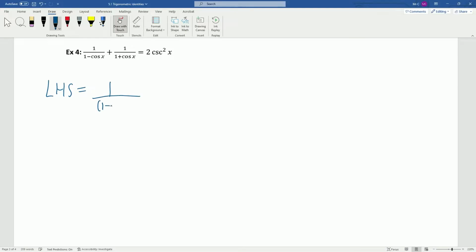So if I want to combine fractions, I'm going to need a common denominator. So what I'm going to do is multiply by the missing factor from the other fraction. So I have 1 minus cosine of x here. I'm going to multiply by 1 plus cosine of x at the top and bottom. And in my second fraction, the missing factor in my denominator is 1 minus cosine of x.